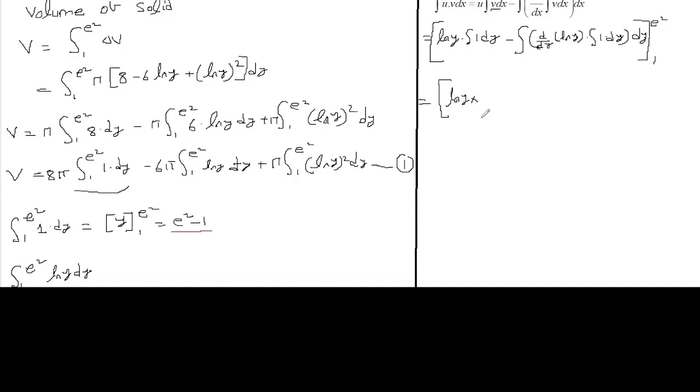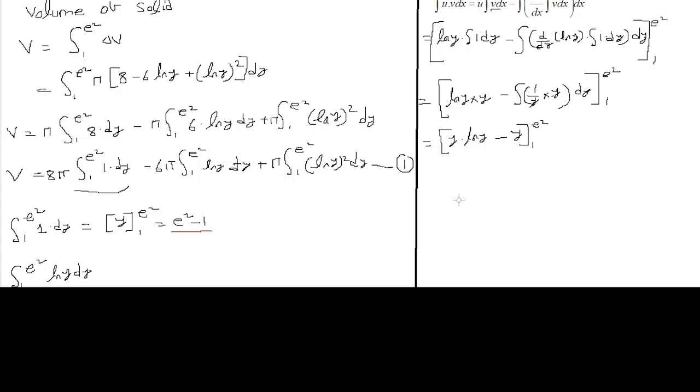ln y, integration of 1 will give us y minus, inside this integral, differentiation of ln y, that is 1 by y, and integration of 1, that is y, dy of it, which is 1 to e square. Finally, we are going to get y into ln y minus, as this y is getting cancelled, we are left with only 1, and integration of 1 is y. So 1 to e square.